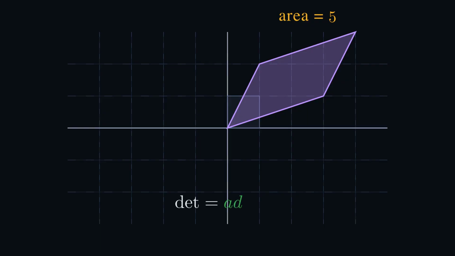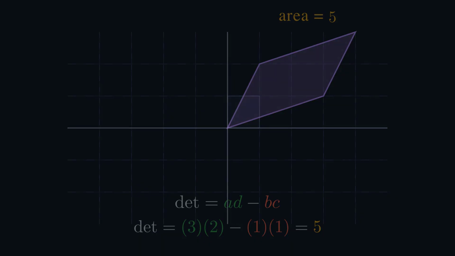And that area has a formula. The main diagonal a times d, minus the other diagonal b times c. 3 times 2 is 6. Minus 1 times 1. 6 minus 1 is 5. The area exactly. But this number can go negative. What could negative area even mean?